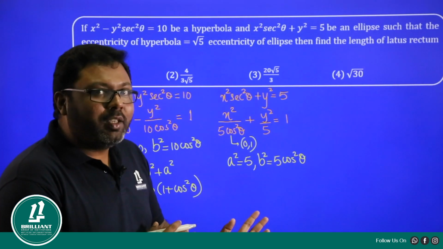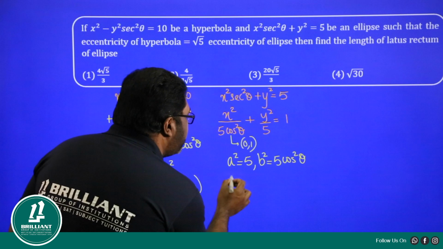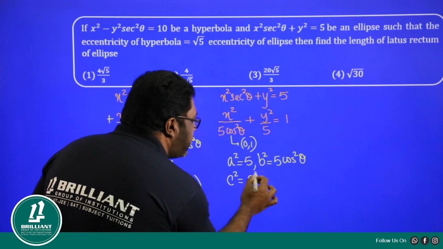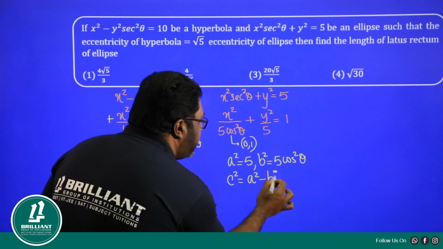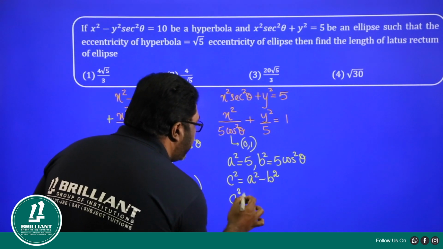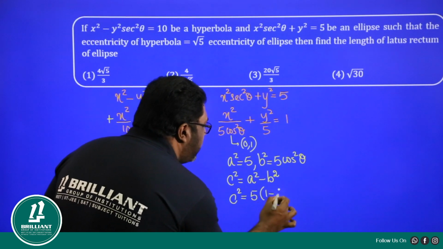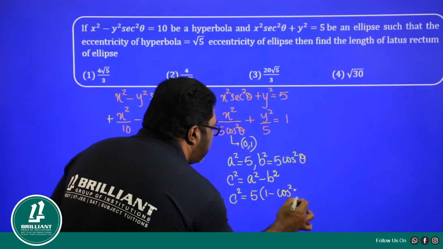Now we're going to find the c squared of the ellipse. What is the c squared formula of the ellipse? C squared is equal to a squared minus b squared. So c squared is equal to a squared, which is 5, so you get 5 into 1 minus cos squared theta.